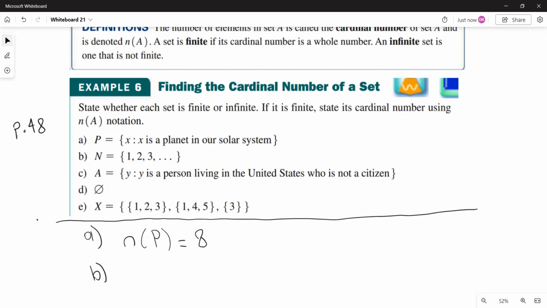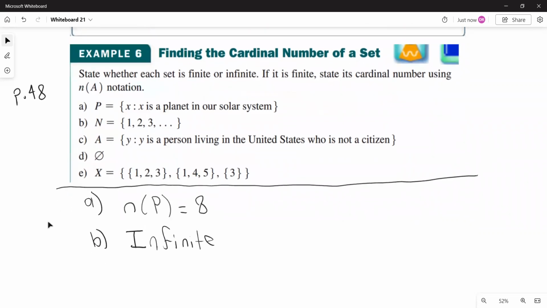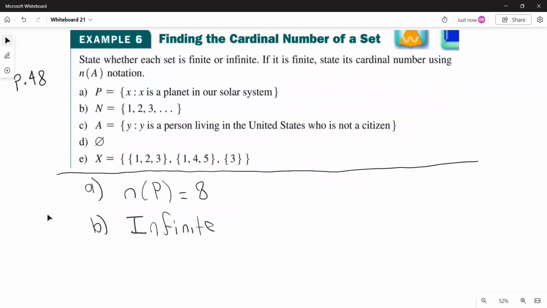And this set is infinite. The set of natural numbers is an infinite set. C. Set A is the set of all Y, such that Y is a person living in the United States who is not a citizen. So this set is finite, but we don't know the number of elements. This is finite, but we don't know N of A.